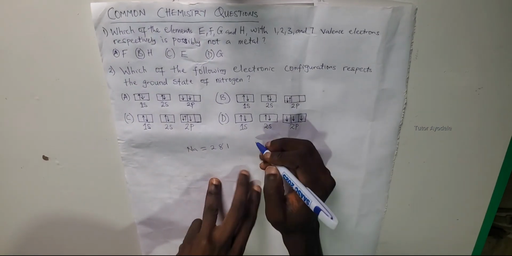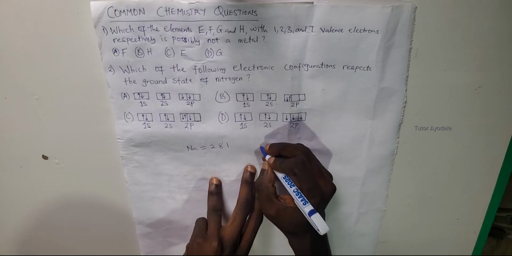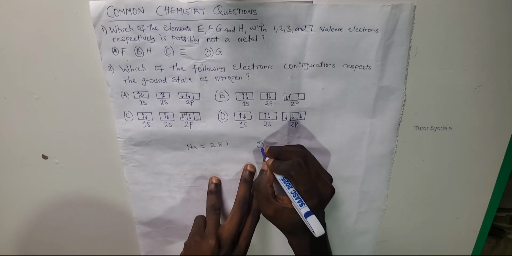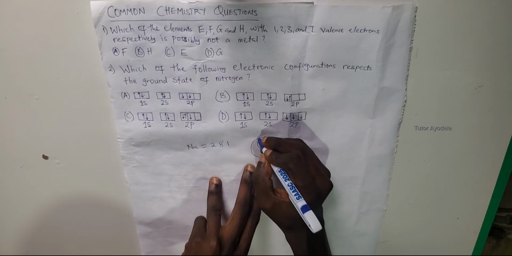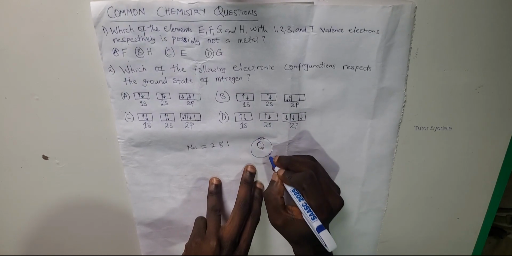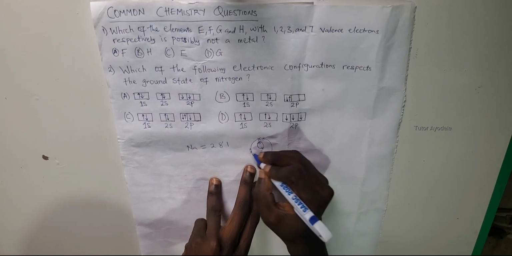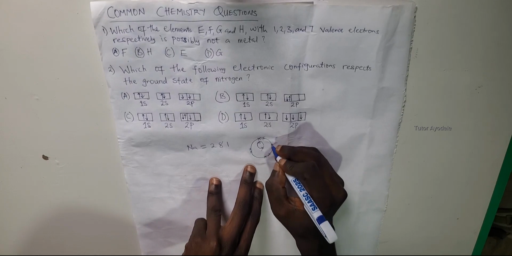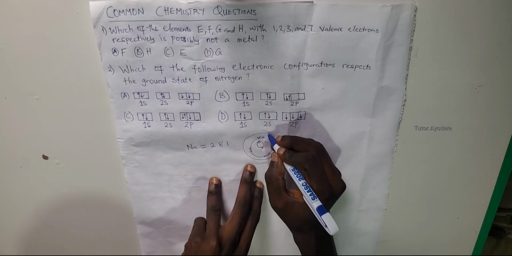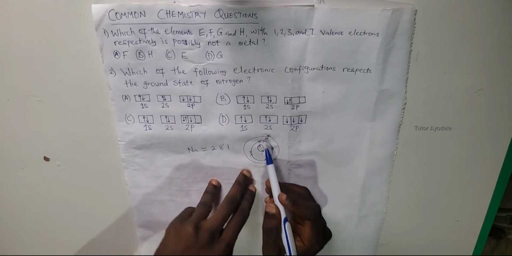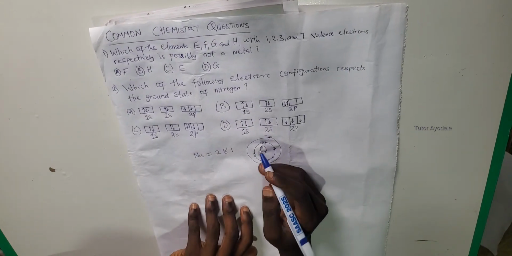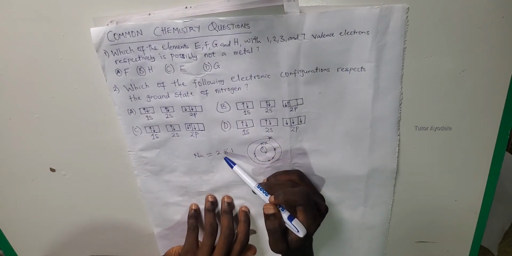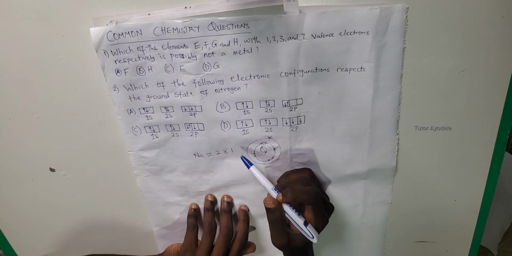I can also rewrite it in terms of orbitals. The first orbital is 2, the second one is 8, and for the last one we take 1. So sodium is a metal, as you all know that sodium is a metal.